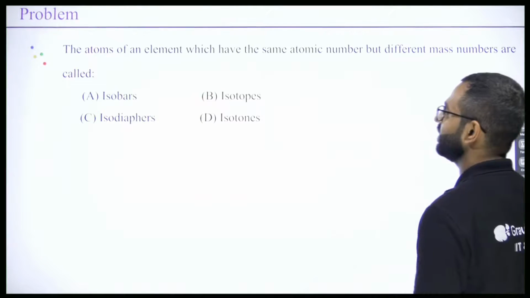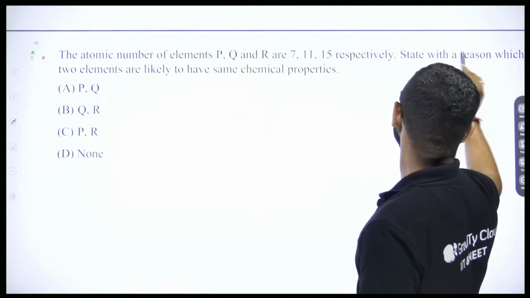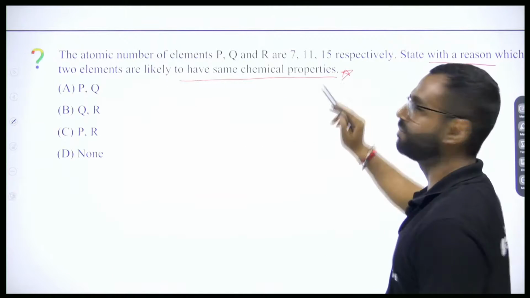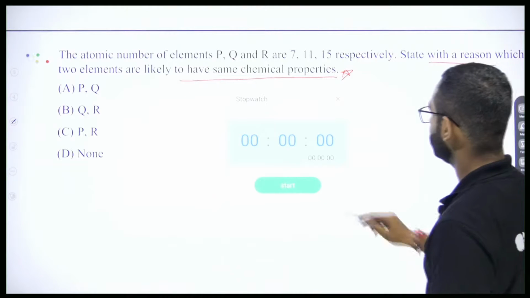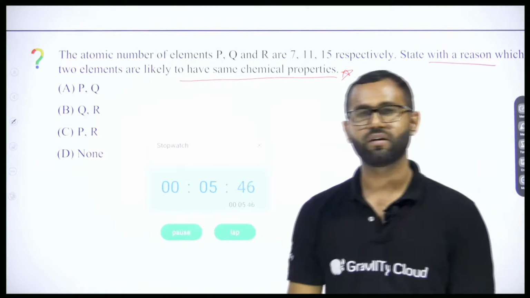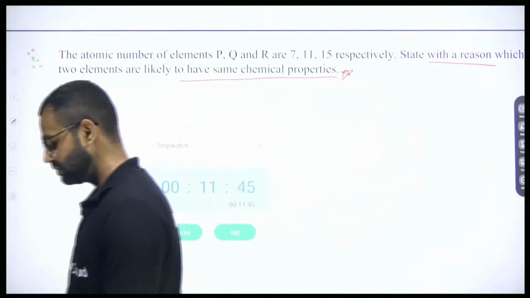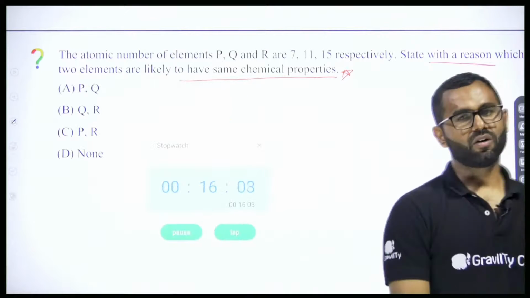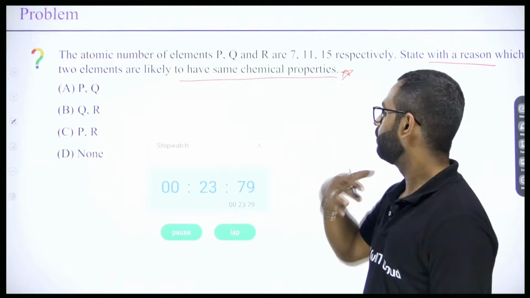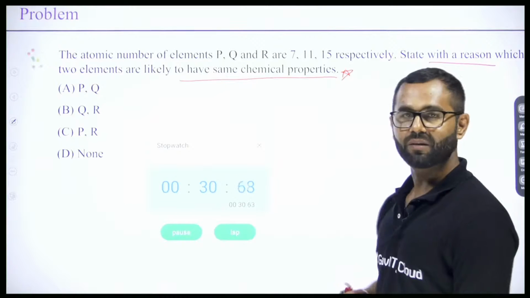Okay. Next one. The atomic numbers of elements P, Q, R are given. State with the reason which two elements are likely to have the same chemical properties. Now this is important. I give you 1 minute. Try this question. Do one thing, take 30 seconds only, because anyway I have to teach the concept. If you get the answer, you will get it quickly. If not, then most likely you will not get it. So I will teach you the concept, then you can get the answer.